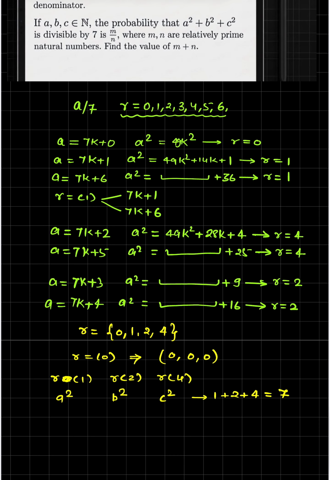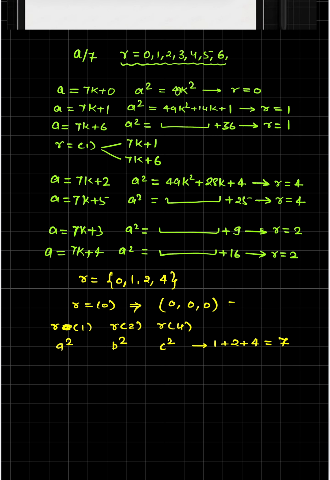So in this case, if we try to calculate the probability when the remainder is 0, only one case is favorable, so that is 1, and divided by 7 cube we can write. Now, if the remainder is 0 again, then only it will be again a multiple of 7. So a square plus b square plus c square will be divisible by 7.